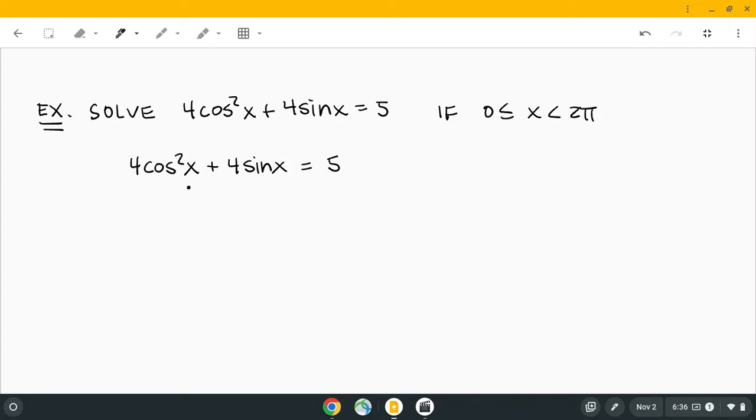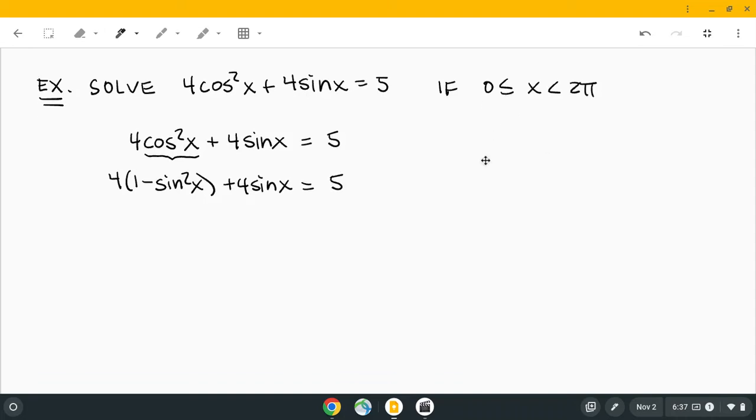All right, so here cosine squared, we know cosine squared is 1 minus sine squared, so I think I will go ahead and replace this one. So here I will rewrite that as 1 minus sine squared, and then I'll bring the rest of it down. Plus 4 sine x equals 5. Okay, and let's see if this takes us anywhere. Distribute the 4, so we get 4 minus 4 sine squared x plus 4 sine x equals 5.